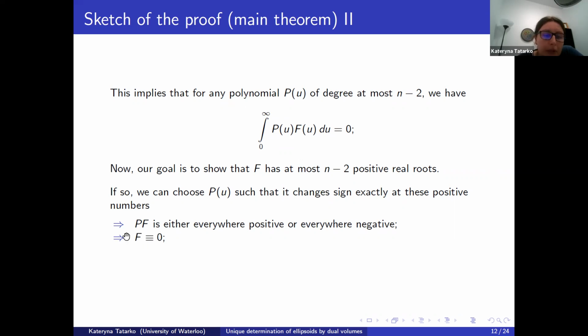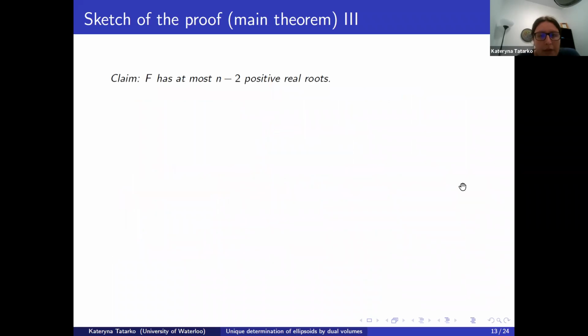Which, using the representation of the function F capital and playing with it, implies that the sequences of semi-axes coincide for both ellipsoids. And here we are done. The only thing we are missing is the fact that this function F capital actually has at most n-2 positive real roots. So let's try to show it.